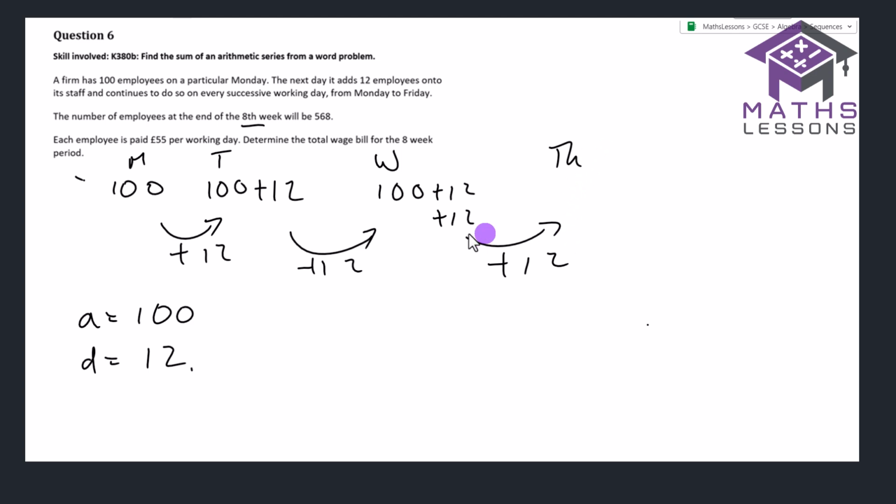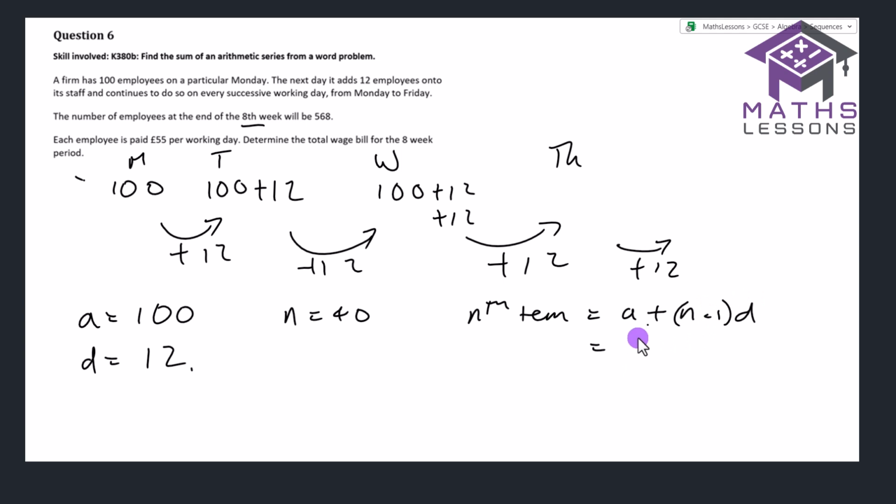If we keep going, we're going to add on effectively 39 lots of 12. Because there are 40 terms, n equals 40, the nth term is equal to a plus n minus 1 lots of d. I'm just doing this because the question has told us the answer, but we may as well work through it and see what's going on. Actually, in this question, they would have asked you to show that or find it.